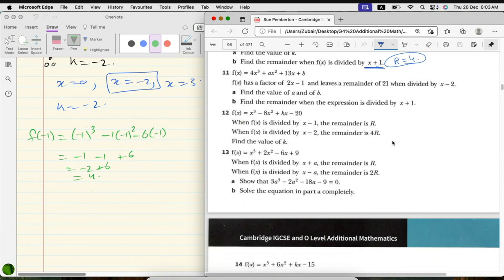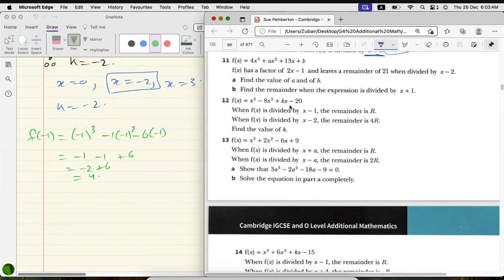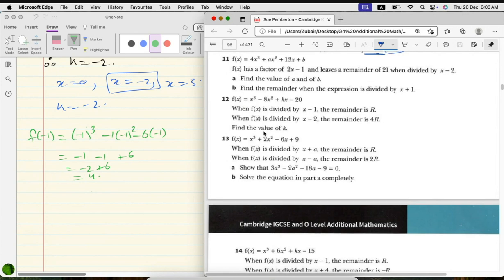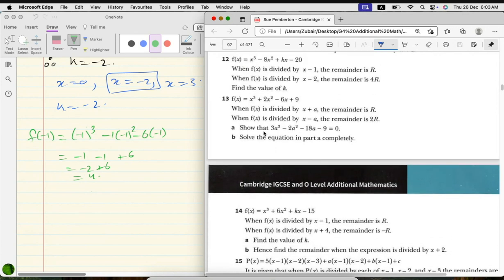Eleven is typically the same question. 12 is a bit different. Try this. Question 12? Yes. Okay.